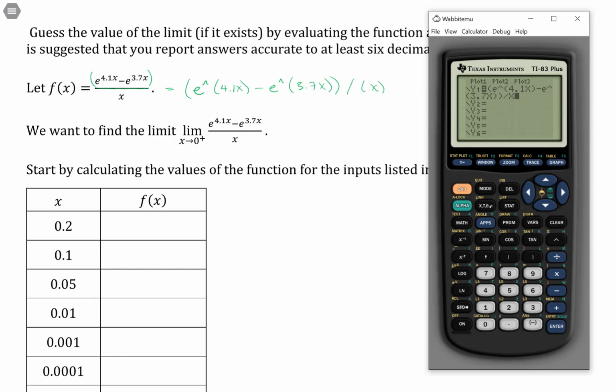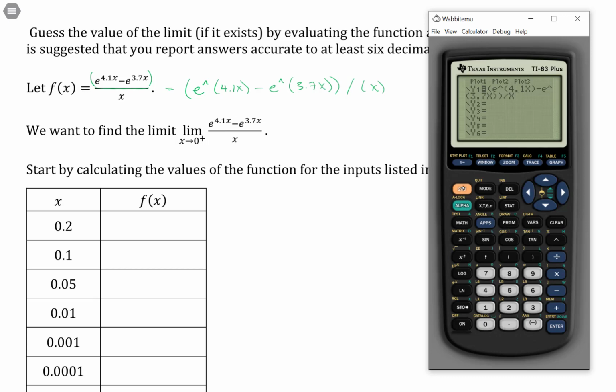Now, what I want you to notice is even though this function involved an exponential with the base e, it doesn't change our process at all. All we're doing is still plugging into a function and observing what y values are, and the calculator is doing all that heavy lifting for us. It doesn't matter if the function involves sines, cosines, tangents, logarithms, exponentials, polynomials. It doesn't matter what kind of function you have. The process is still the same when you're doing these numerically.